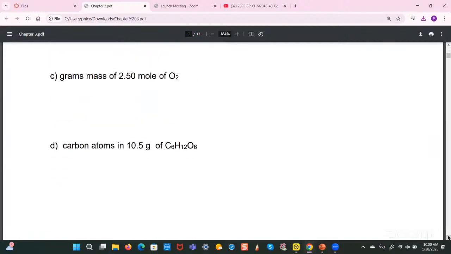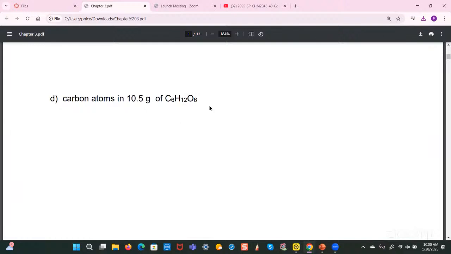Okay, so D is asking for the number of carbon atoms in 10.5 grams of C6H12O6. So what I would do first is start off with, of course, the 10.5 grams of C6H12O6. All right, and then I'll convert that to moles, right? So we're gonna have 1 mole of C6H12O6. And I'm gonna need to find the molar mass of all of that.